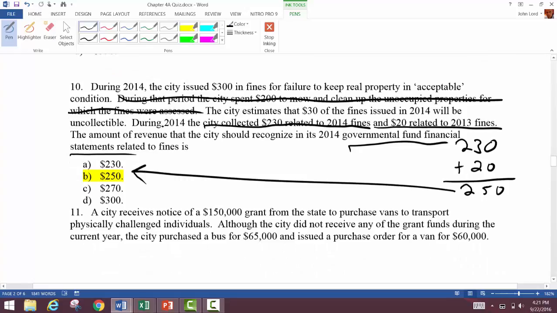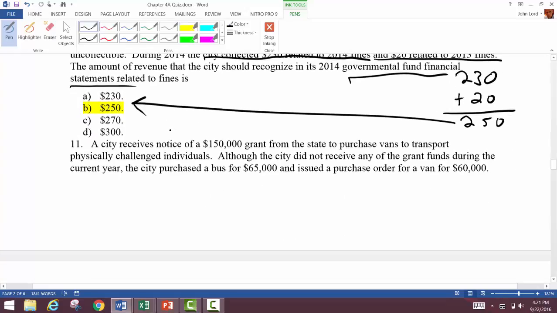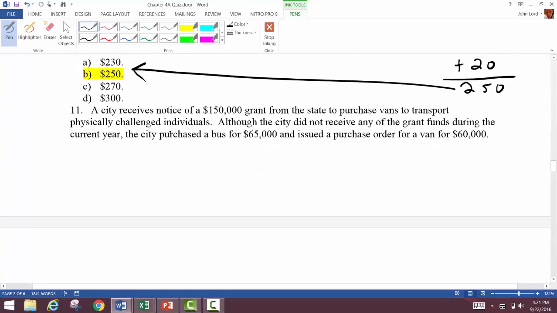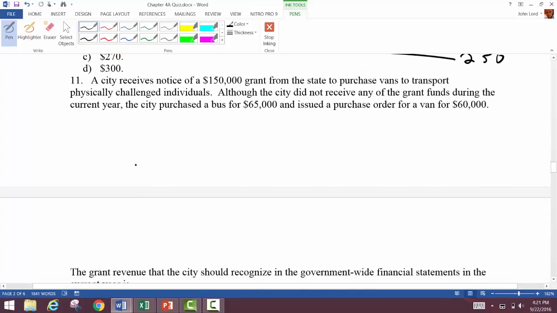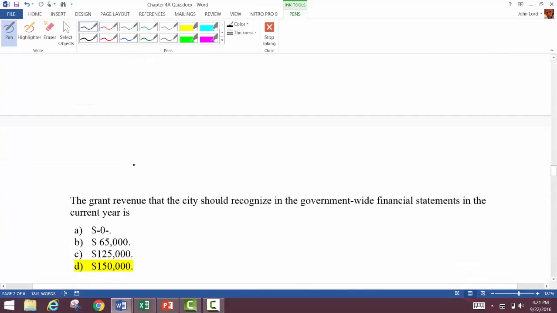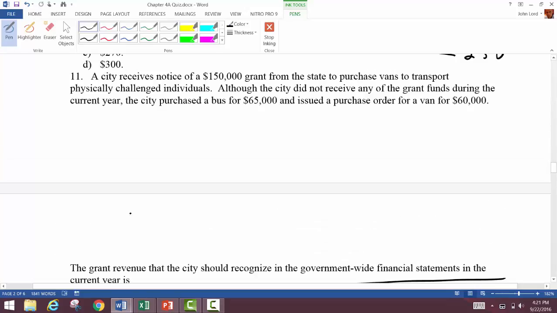Okay. Okay, good. A city receives a notice of a $150,000 grant from the state to purchase vans to transport physically challenged individuals. Although the city did not receive any of the grant funds during the current year, the city purchased a bus for $65,000 and a van for $60,000. The grant revenue that should be recognized in the government-wide financial statements is, okay, now you see the answer there, but let's think through this.